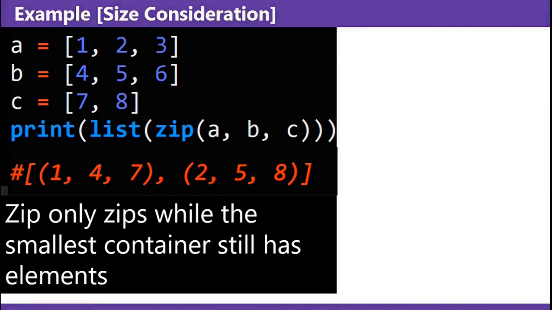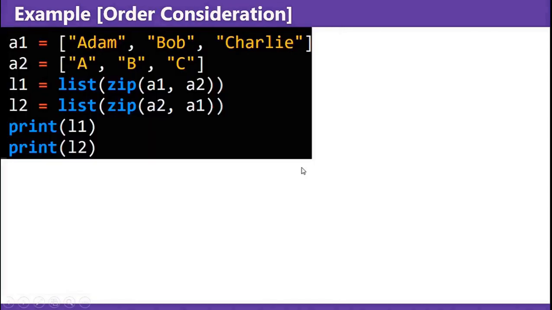If you want to prevent this, you can pass in the keyword argument strict equals true. If you do this, zipping together elements of different sizes will yield an error. Something else you're wondering about the zip function: does the order you pass stuff in matter? In this code, you zip the list of names with the first letters for the first zipped list, and zip the first letters with the list of names for the second zipped list.